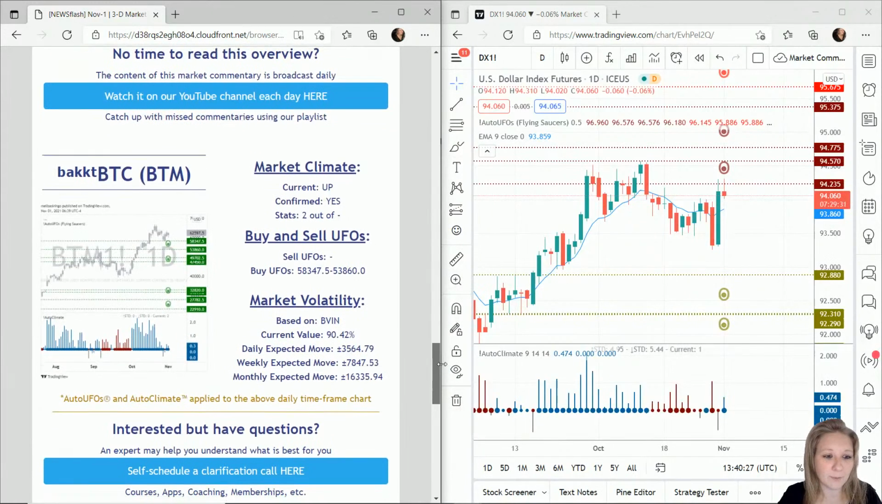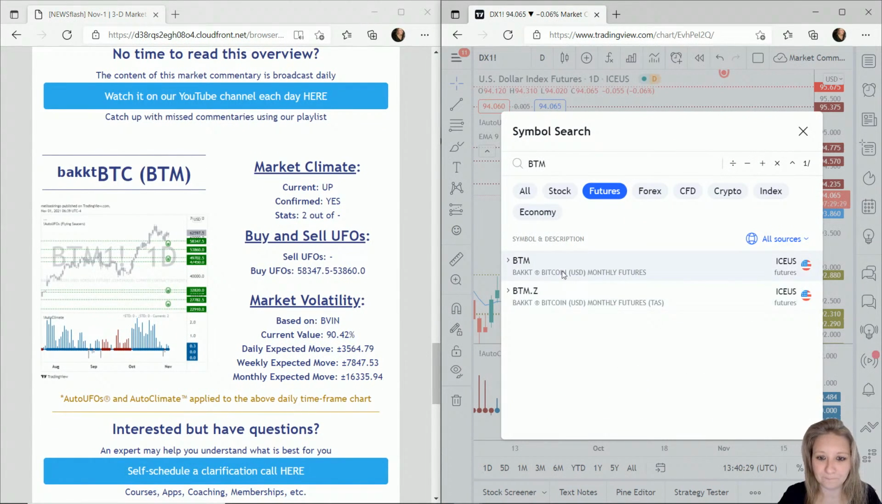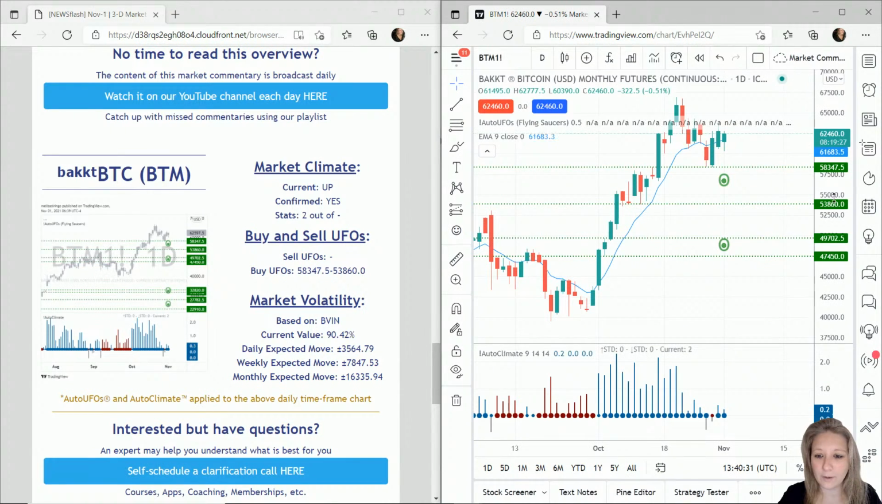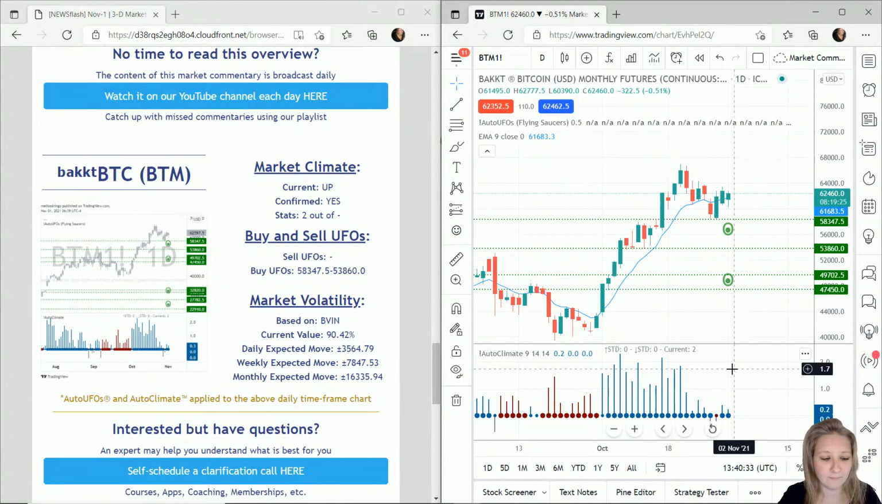Okay, now last but not least is backed Bitcoin. So with backed Bitcoin, we have a thick blue dot here. Probability to the upside, confirmed upwards climate. We also have buyers beneath us at 58,347.5 to 53,860. So overall, probability up there with Bitcoin.